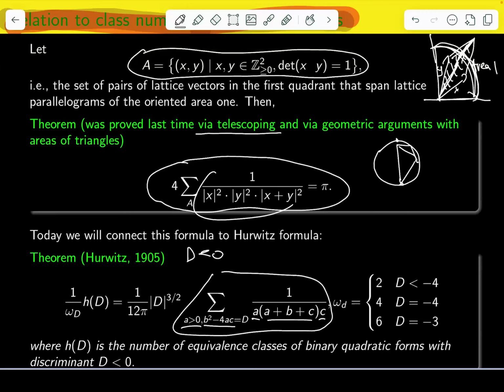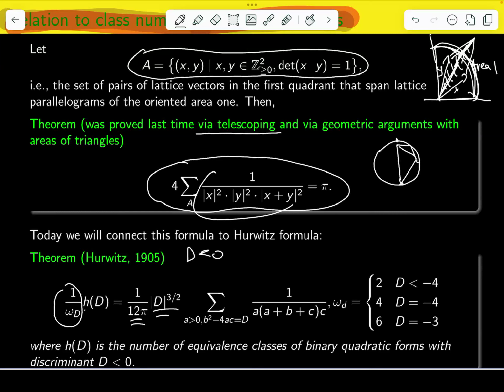But anyway, the theorem of Hurwitz is that if you multiply this sum by d to the power 3 over 2 and divide by 12 pi, then you get the constant 1 over omega d times h of d, where h of d is a very important number. That's called the class number for quadratic fields, but we will define it as the number of equivalence classes of binary quadratic forms with discriminant d less than 0. On the next slide, I will explain what that is. So for now, it's just some formula for a quite important number.